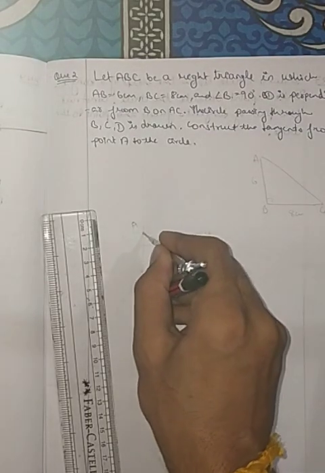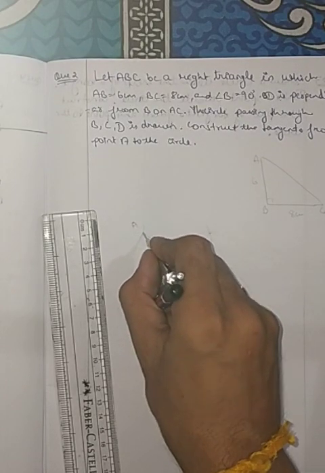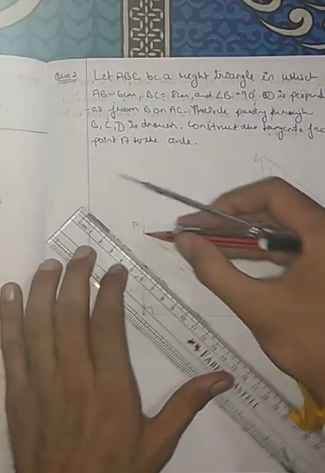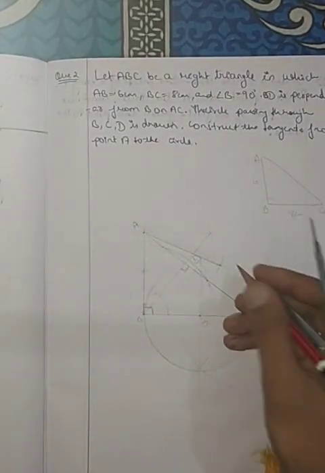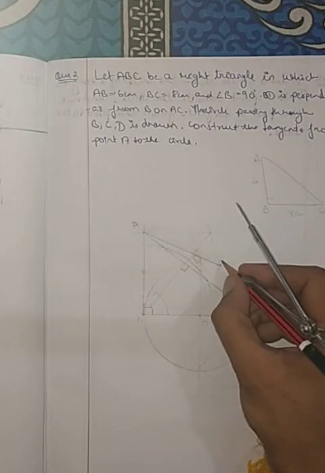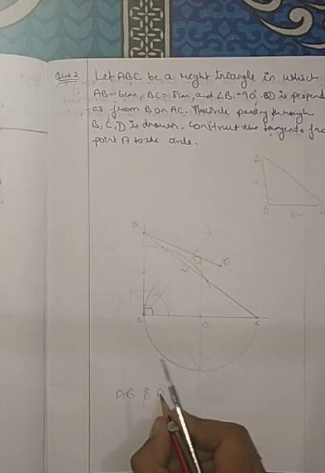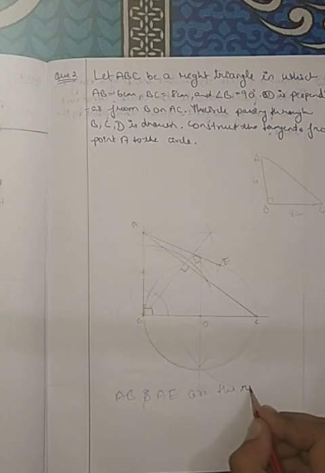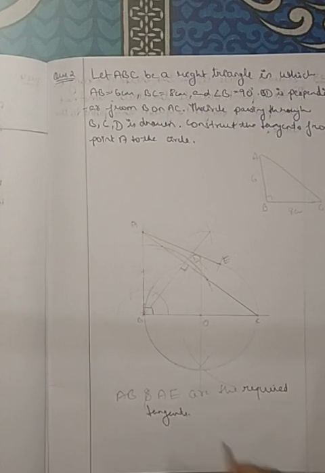So put your compass on A, open it up to B. Mark the arc on the other side of the circle. Join this point with A. You can name this point as any letter other than A, B, C, D that we have. So I am taking it as E. So AB and AE are the required tangents. So this is how we are going to do the questions. Thank you.